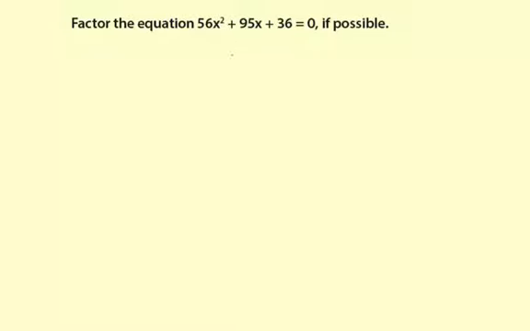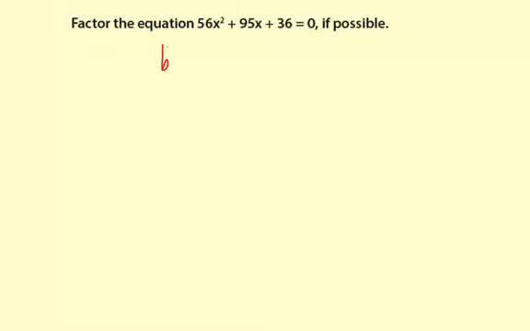Okay, factor the equation 56x squared plus 95x plus 36 equals 0, if possible. There's some pretty big numbers here. I'm just kind of studying the numbers. I don't see a common factor for any of these three terms. What I'm going to do is use a discriminant to see if this can even be factored.